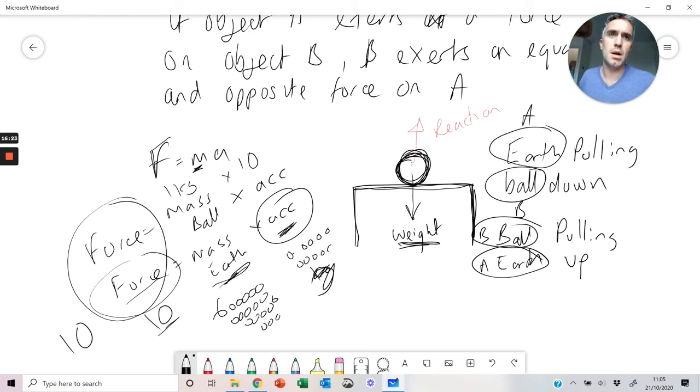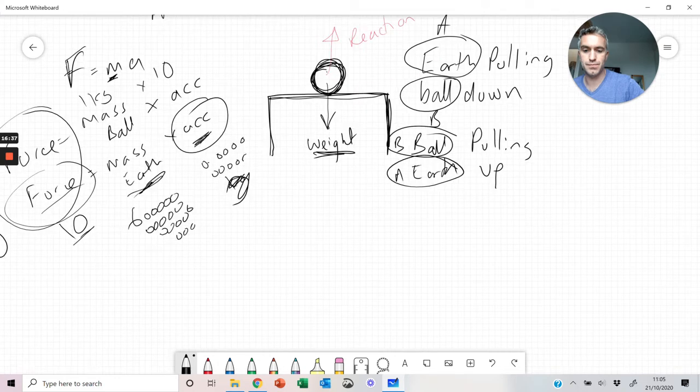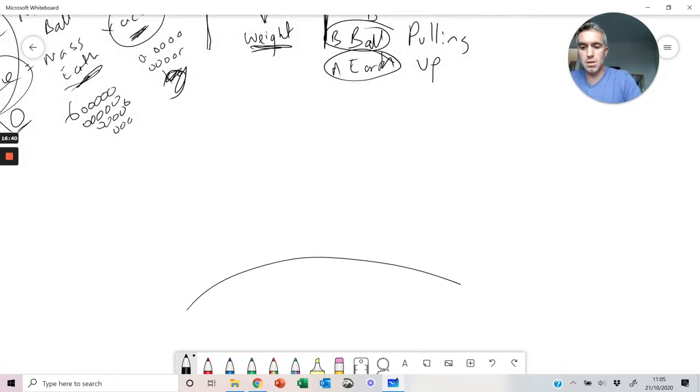So if object A exerts a force on object B, object B exerts an equal and opposite force on object A. But because they're two different sizes, you don't really get any noticeable effect on one of the objects. So we can do that again. Newton's third law.